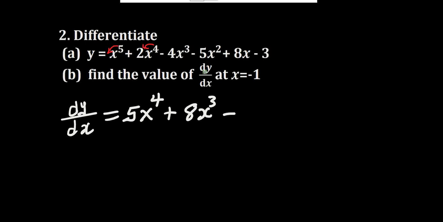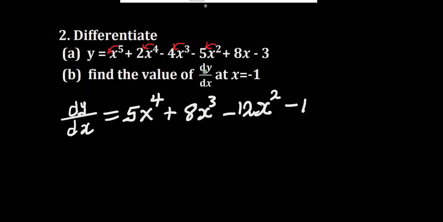Minus, use this 3 to multiply this 4, and that is 12. So we have 12x. Reduce 3 by 1, and that gives us 2. Minus, use this 2 to multiply 5. That is 10x. Reduce 2 by 1.